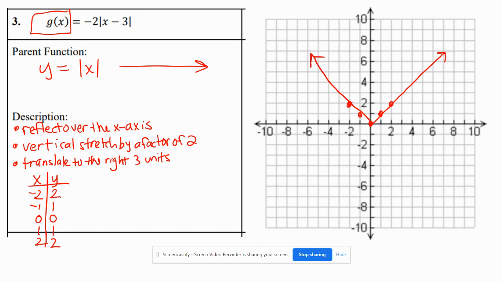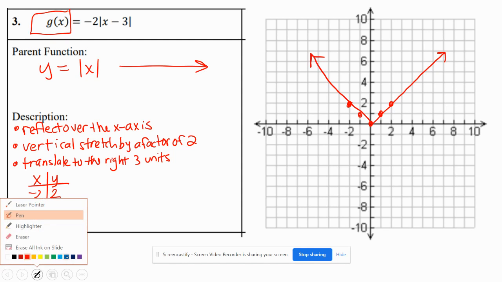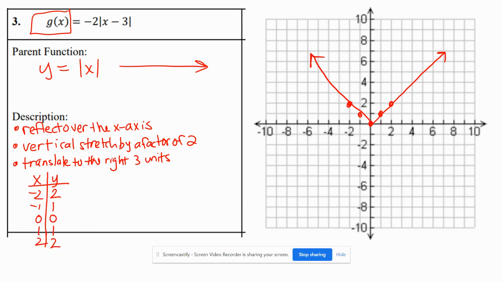Okay. Now, once we have the parent function, we're going to go ahead and take the transformations one by one in the order that we wrote them and apply them. So the first thing we're going to do is reflect over the x-axis. So this point will stay there. This point right here will go here. This point will become this one.